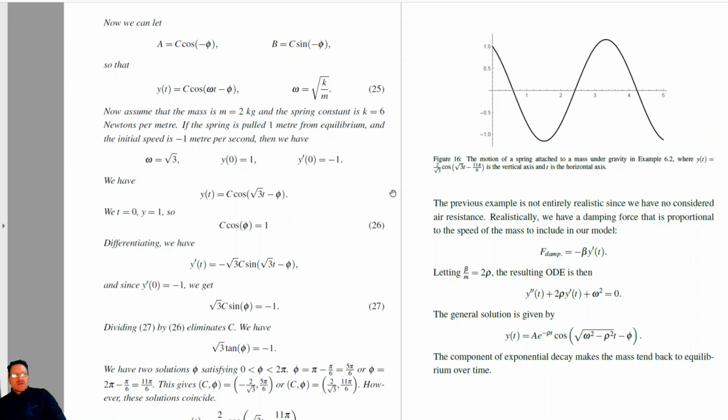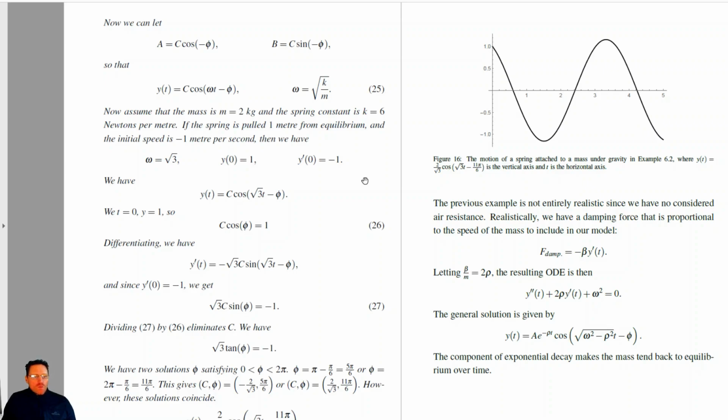Now if we make this special and say let's let m be 2 kilograms, let's assume that the spring constant is 6 newtons per meter. Now if the spring is pulled 1 meter from equilibrium and the initial speed is negative 1 meters per second, so that's in a particular direction, then we have omega is the square root of 3. We have y of 0 is 1 and y dash of 0 is minus 1. So we now have an initial value problem that's second order. We know our general solution here as c cos of root 3 t minus phi.